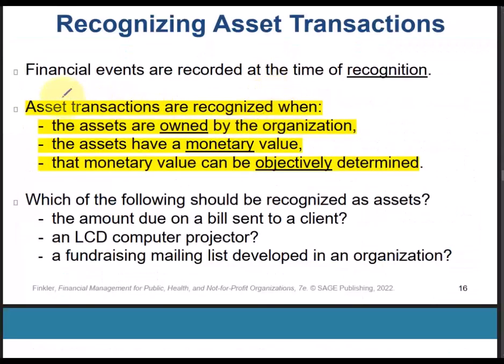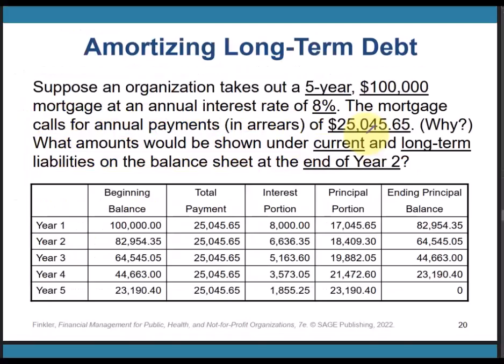Now, one of the other questions in your assignment is under what circumstances do you recognize an asset? It has to be owned. In other words, it has to be ours. It has to have some value, and somebody else. It has to be an objective value. In other words, somebody else has to say, yes, that's worth something. And more specifically, they have to agree that it's worth what we say it's worth.